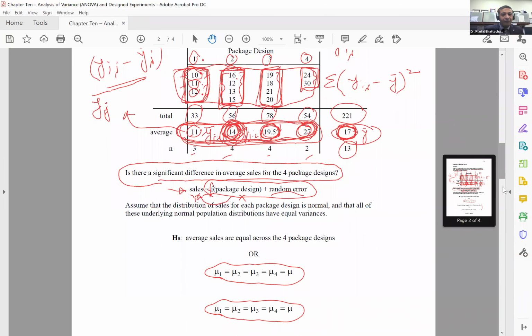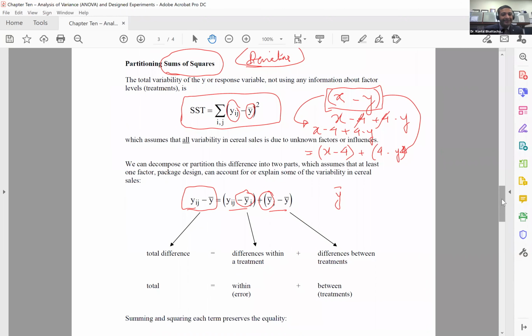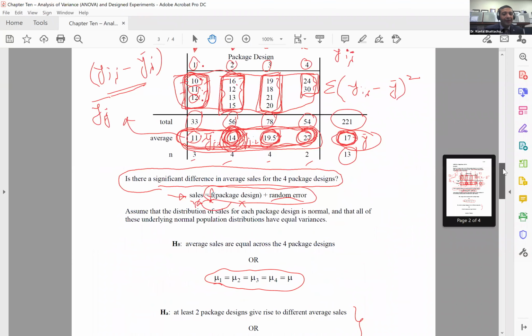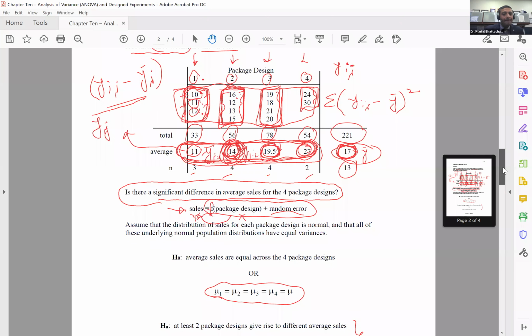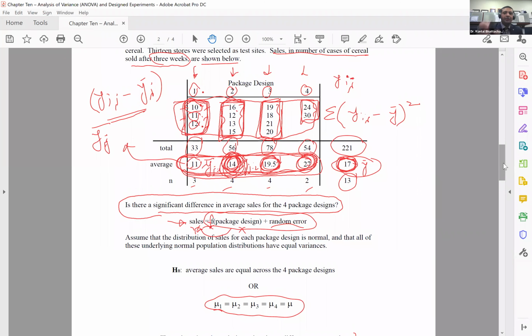And then if you look at the second bucket, it says y sub j bar minus y bar. In other words, you are trying to measure the difference between a specific treatment average and the overall average. And you are trying to see if that difference is real.